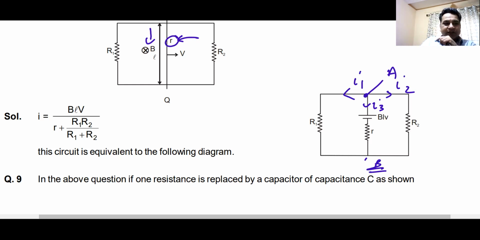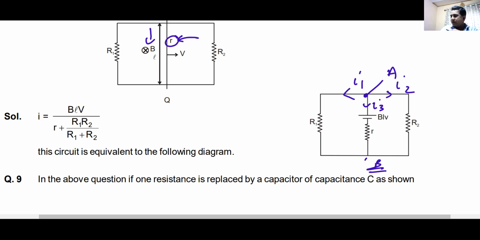You can do it by nodal theorem or you can do it by Kirchhoff's law. Once you convert the wire into a battery, it's a simple question of Kirchhoff's law or nodal theorem. Jayant is asking me what is nodal theorem, sir? Please explain once. So I'll just give you a brief review of this nodal theorem.